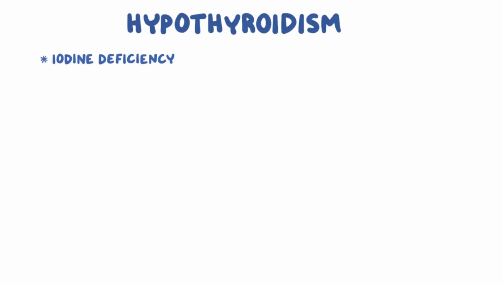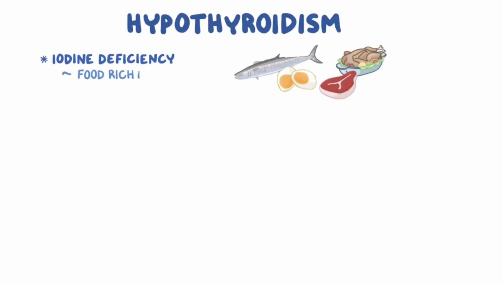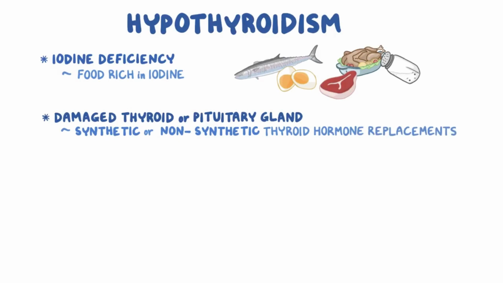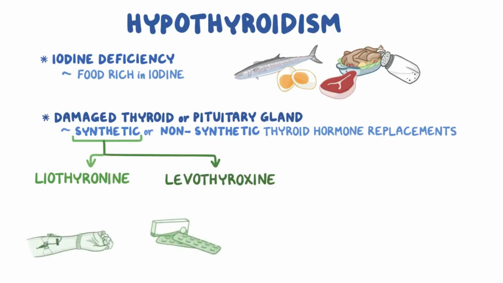Alright, as a quick recap. When treating hypothyroidism, iodine deficiency can be treated by giving foods rich in iodine. If the cause, however, is thyroid or pituitary damage, synthetic or non-synthetic thyroid hormone replacement therapy could be used. Liothyronine and levothyroxine are synthetic forms of T3 and T4. Levothyroxine is the drug of choice for treating chronic hypothyroidism, while liothyronine is used for myxedema coma.